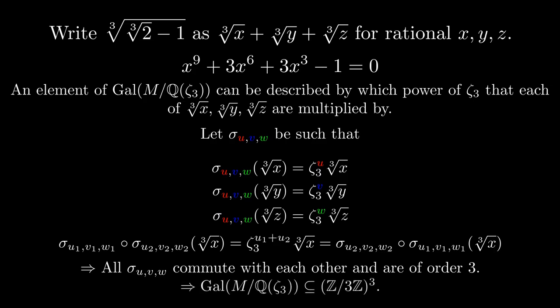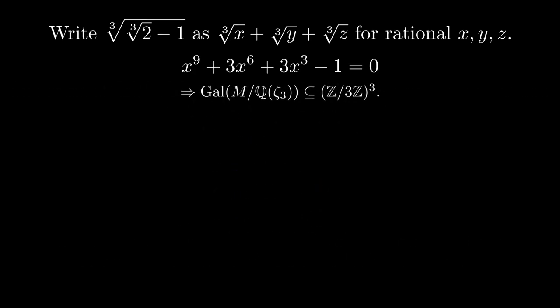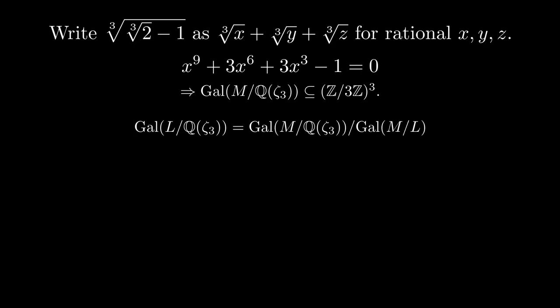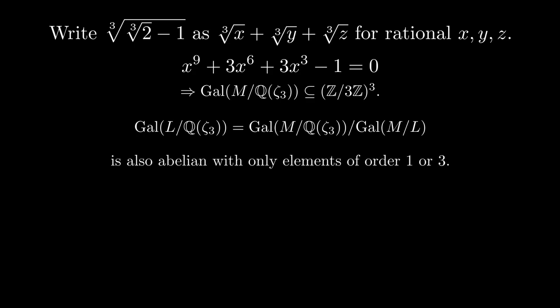So as an abstract group, Gal of M over Q adjoin zeta 3 is contained in (Z mod 3Z) cubed, the inclusion map being sending sigma u v w to (u, v, w). Told you M was easy. And now looking at the Galois group of L over Q adjoin zeta 3, it's a quotient of Gal of M over Q adjoin zeta 3 by forgetting about how the Galois elements of M act on anything outside of L. So it is also abelian.